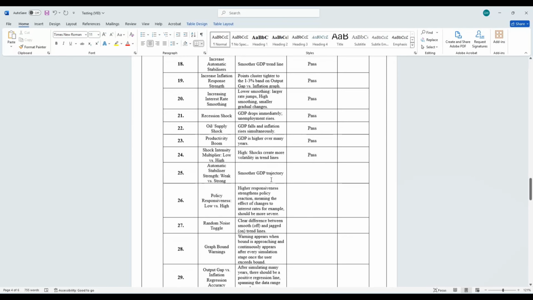The second test we have is automatic stabilizer strength. So we'll be testing between a weak stabilizer strength and a strong stabilizer strength. And with a weaker strength, we should see, once again, same thing with the shock intensity multiplier, more volatility within the GDP trajectory, and with a strong automatic stabilizer, we should see a smoother GDP trajectory as shocks are confined and the fiscal policy kicks in automatically when needed.